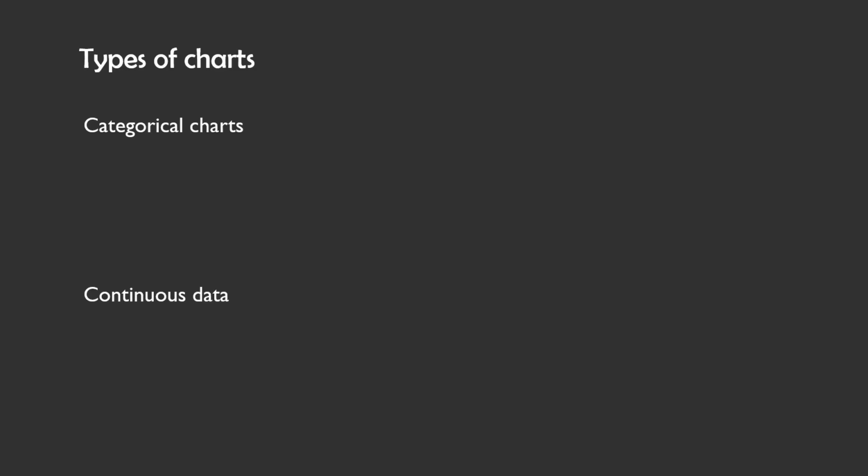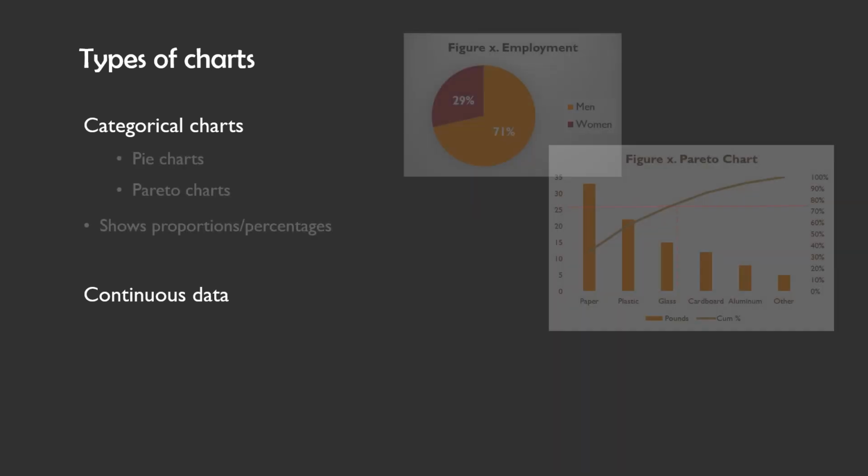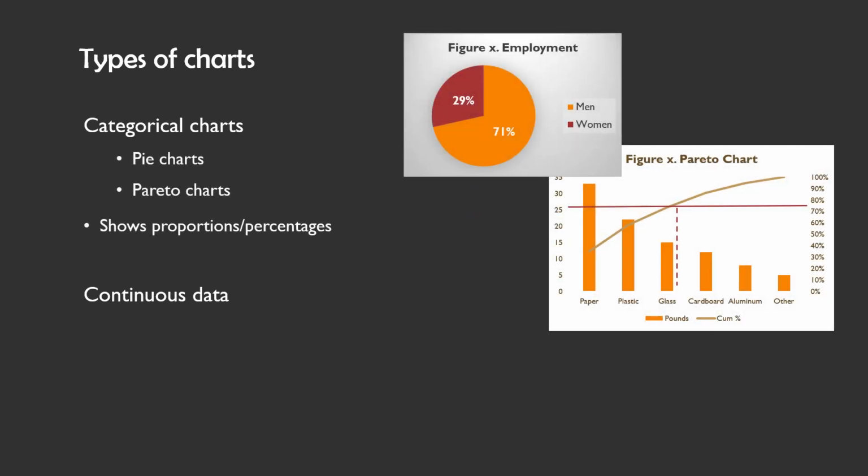You'll need to select the best way to show the data from your baseline audits or measurement of improvements. It depends first on whether the data is categorical, like gender or types of garbage, or continuous, like daily energy use or Likert survey questions. Categorical charts show the proportions of percentages and can be displayed using pie charts or bar charts, like Pareto charts.